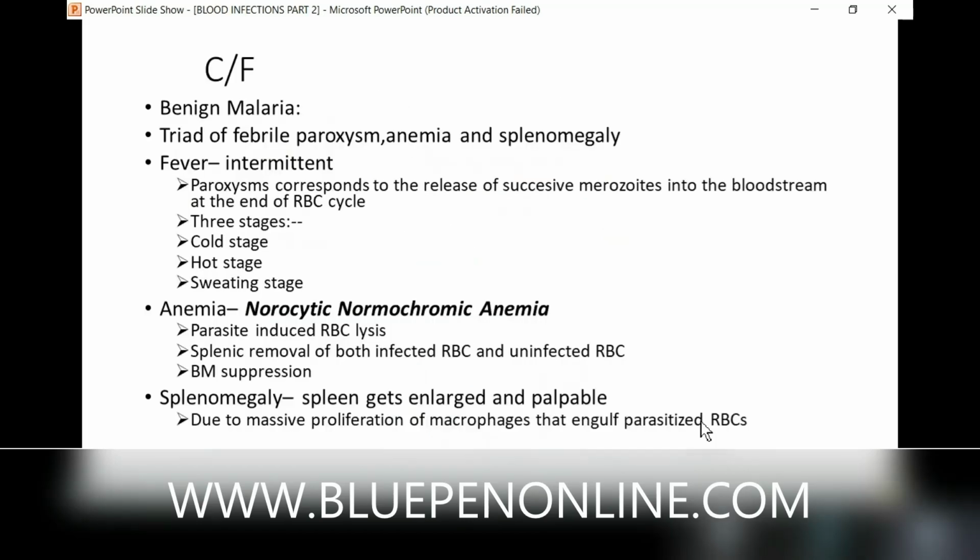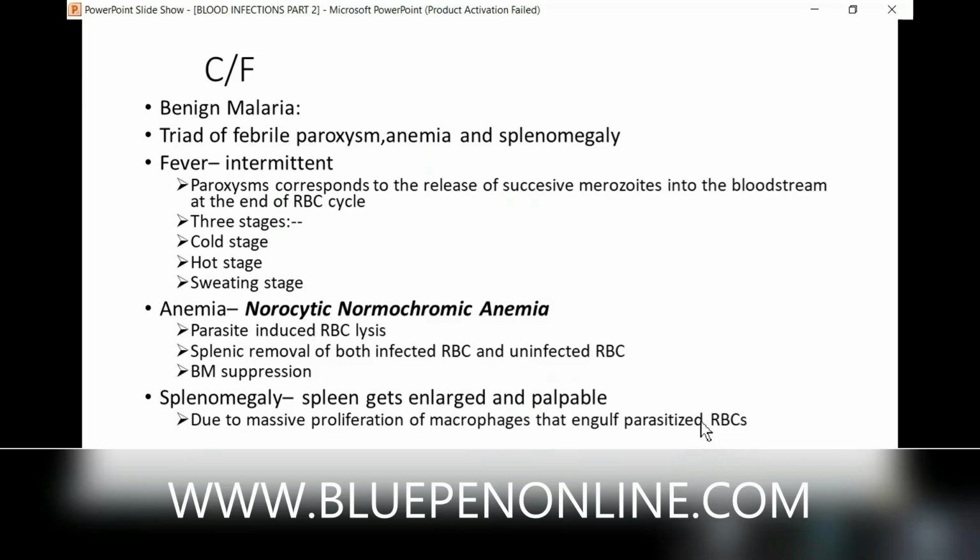So what are the clinical features? Then there is benign malaria. There is a triad of febrile paroxysm: a high fever. I told you, febrile paroxysm. First there will be fever with shivering, and after some time the fever will reduce. Again the fever with shivering will be there. This is a paroxysm, called febrile paroxysm. During the end of this febrile paroxysm, you need to take the blood sample for the peripheral smear.